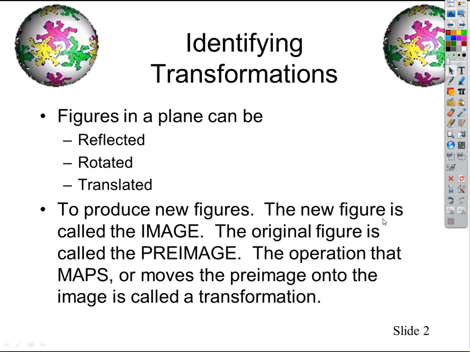That's what we're looking at in Chapter 7. And so, figures in a plane, what kinds of transformations could we do that would be rigid? Well, we can reflect, rotate, and translate. We're always going to start, and here's the vocabulary. This is mainly just a vocabulary introduction today. We're always going to start with something called the pre-image.